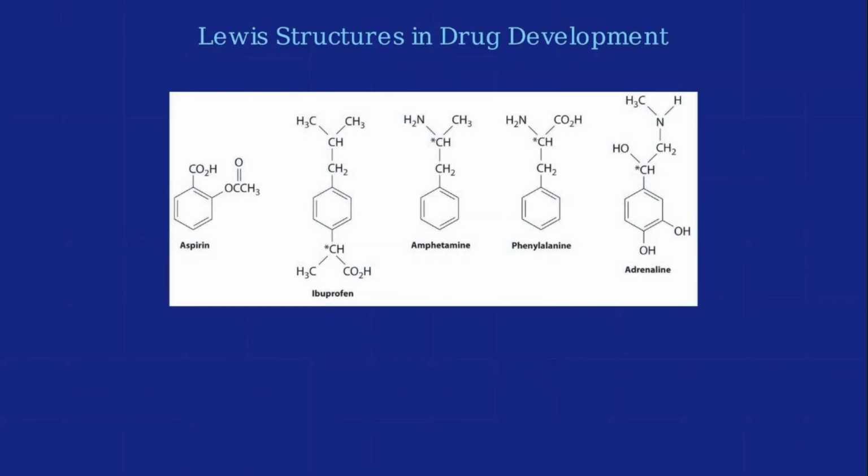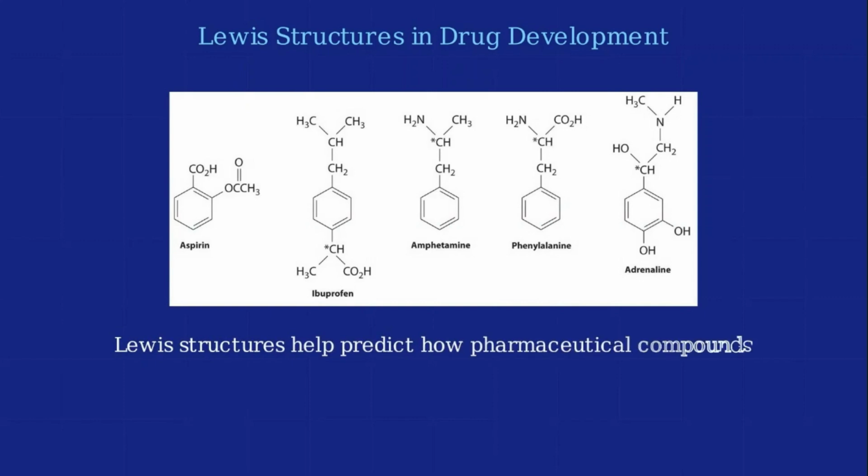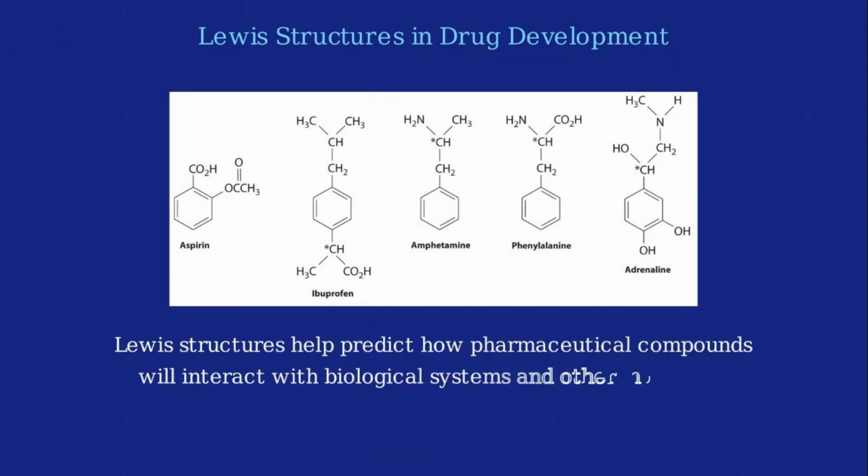Lewis structures play a crucial role in drug development. By visualizing the electron arrangement in pharmaceutical compounds, scientists can predict how these molecules will interact with biological targets, helping to design more effective medications.